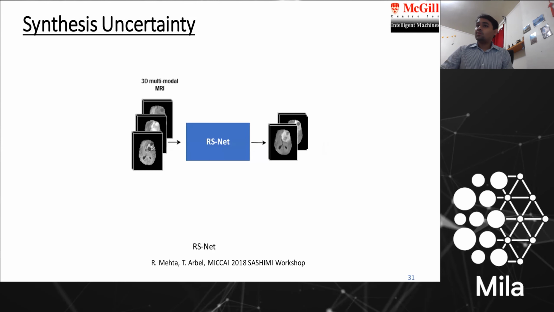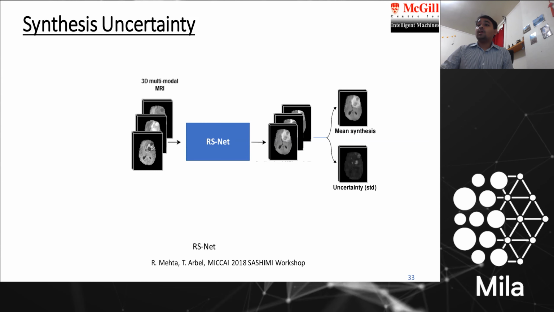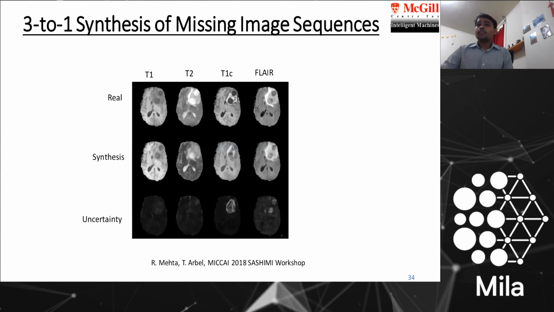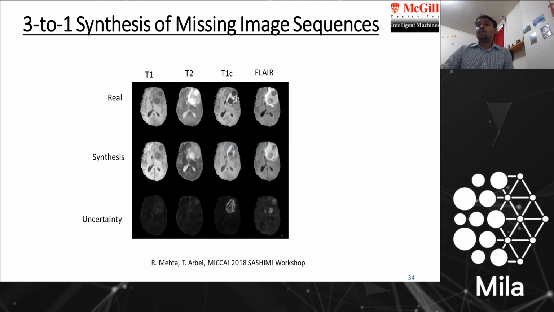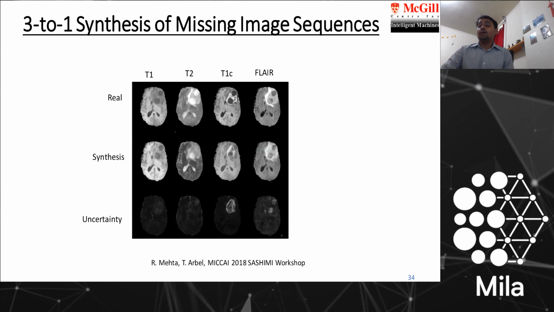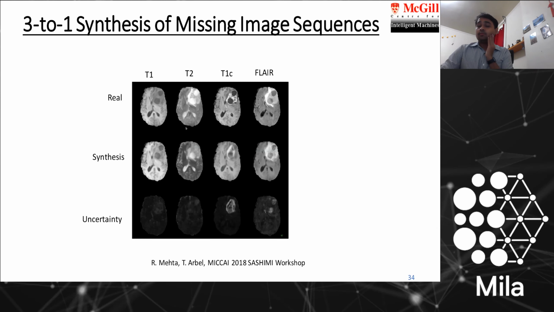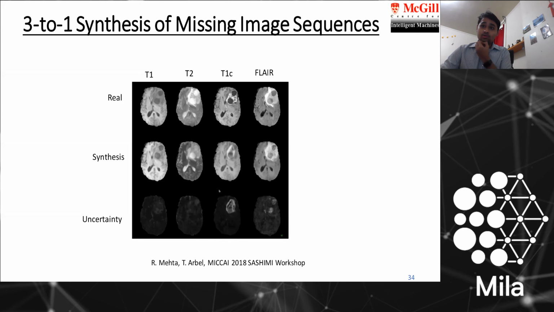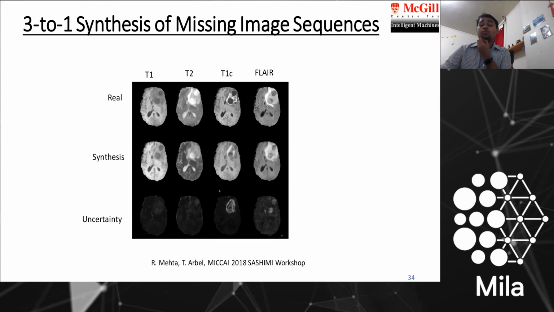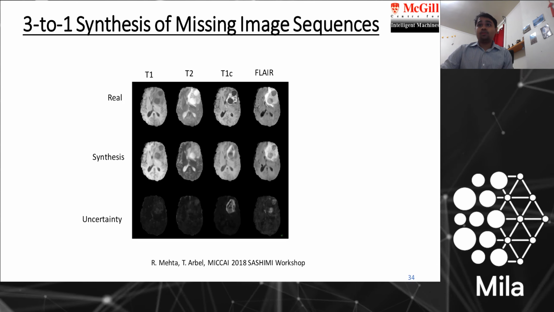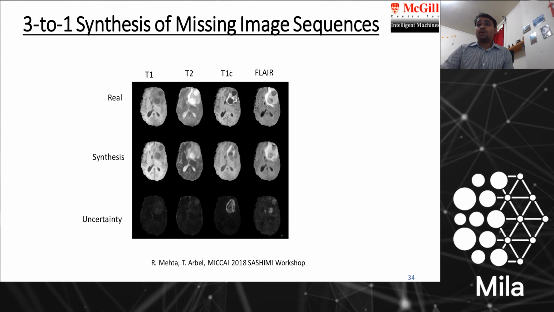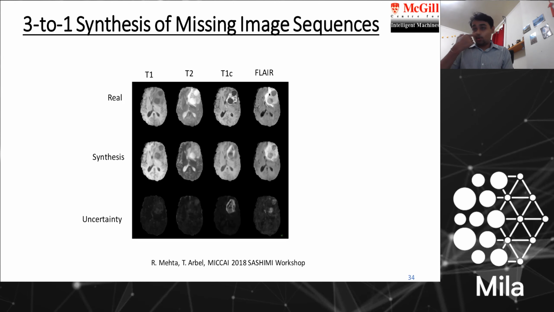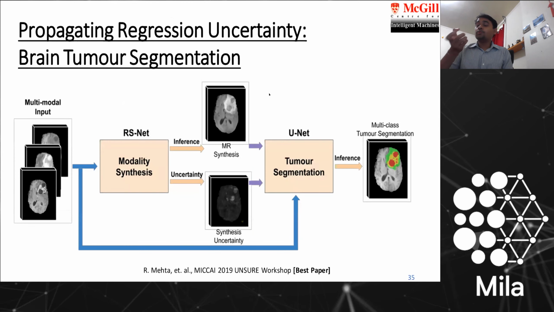As we did previously, we use Monte Carlo dropout to get the mean and standard deviation, which is basically the mean synthesis and the standard deviation. We can see here that when we synthesize T1C and FLAIR, the network is not performing really well for T1C, but it is also uncertain about that. So if you communicate this to the clinicians or to the downstream tasks, it should be useful. Similarly for FLAIR, we can see there is a hyperintensity in this part, but the network is uncertain about it.